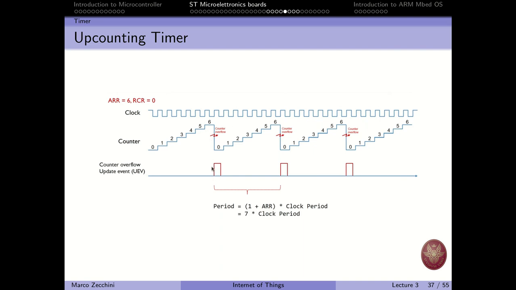And when the counter overflows, an event is generated. So we will have many events generated because of overflow that we can take into account for doing some computation. As you can see, from one overflow to the other, we can count an interval period, which depends on this value here. It's computed like this.